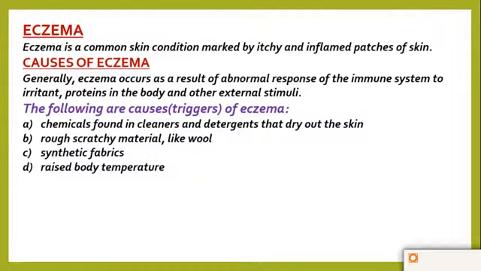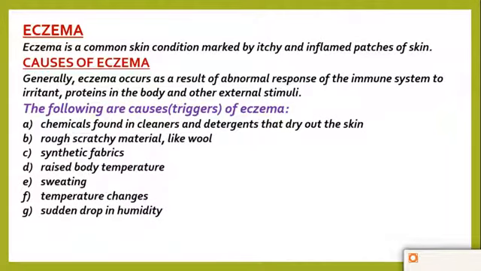Raised body temperature can also lead to eczema. Sweating profusely. Sweating is good, but abnormal sweating can also lead to eczema. Then temperature changes.